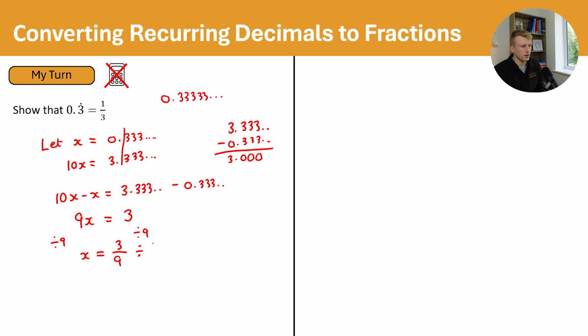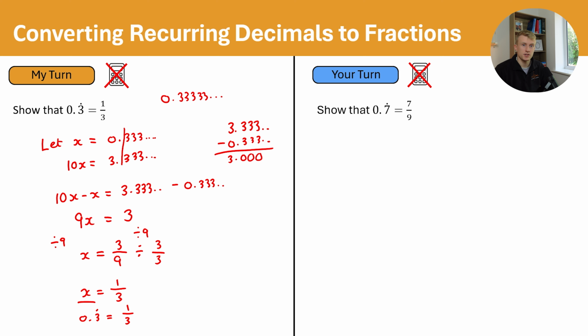3 and 9 have a common factor of 3. So I'll divide through by 3 on numerator and denominator. So 3 divided by 3 is 1, and 9 divided by 3 is 3. So I've shown that x is equal to 1/3. And if we remember at the beginning, we said that x was our recurring decimal, because we said up here, let x equal 0.3 recurring. My last line could be this: 0.3 recurring is equal to 1/3. Pause the video and give this question a go.